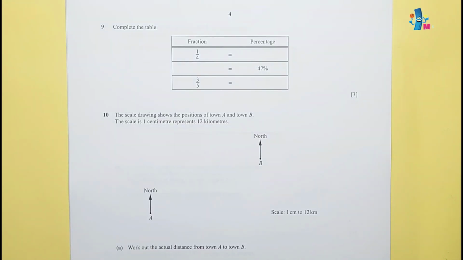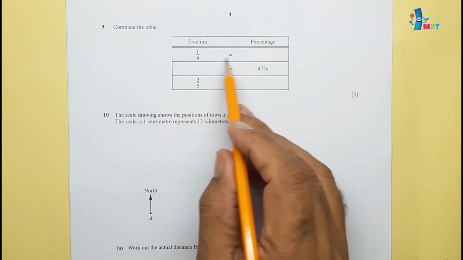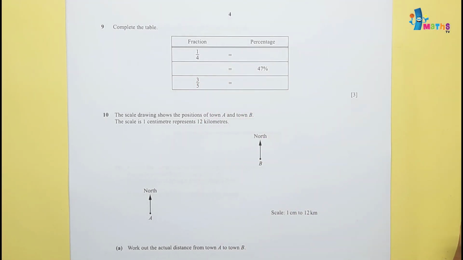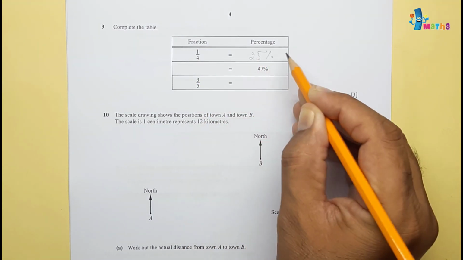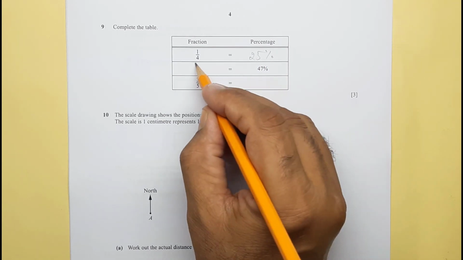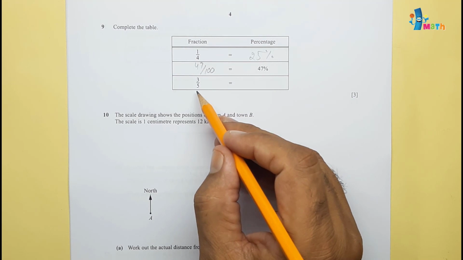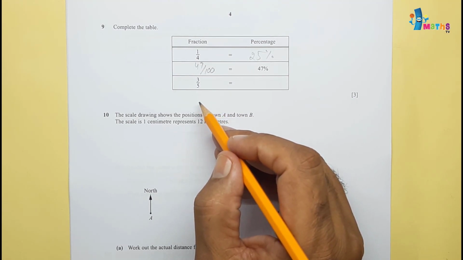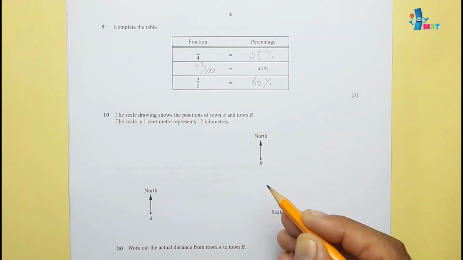Question number 9. Complete the table of fractions; the fraction side is given, and this is the percentage. 1 by 4 will be how much percentage? So this 1/4 will be 25%. This is easier. And 47% we can write as a fraction, 47 divided by 100. And 3 by 5 is basically 60%. So this is 60%.